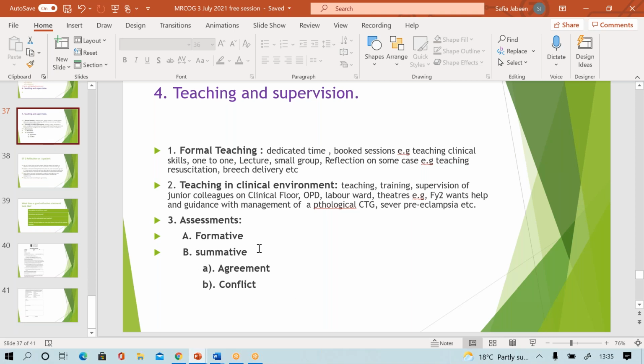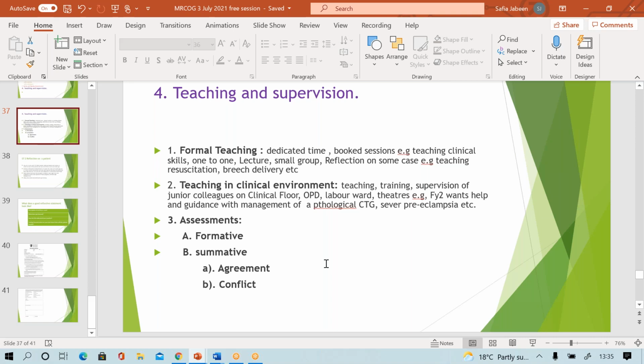Summative assessment is something you can call the final assessment, where the trainees feel they are now competent enough to perform that particular procedure or skill independently, and they are happy to be assessed on that. That is called the summative, final assessment.